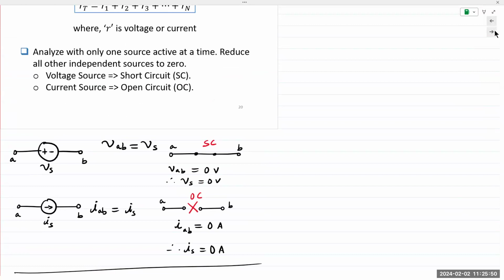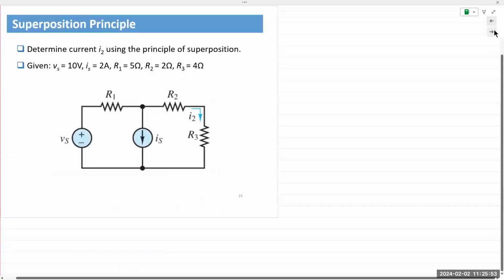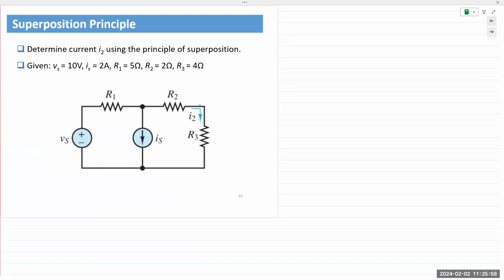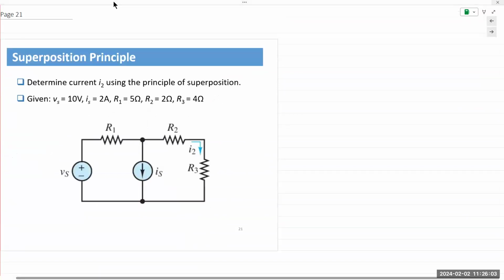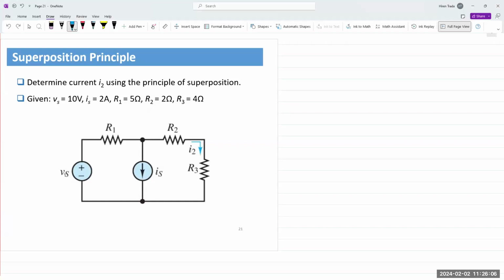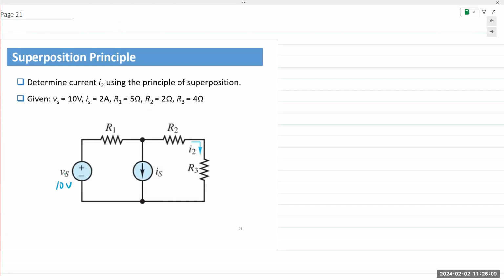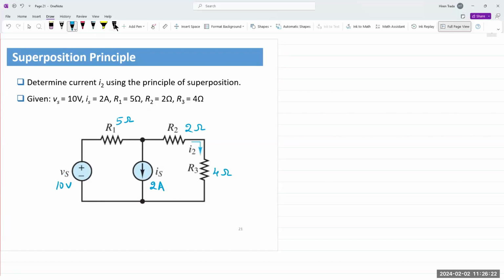All right, let's look at an example for superposition. We are asked to find the current I2, which is right here, using the superposition principle. So let's first write out and set up our problem correctly. 5 ohms, 2 ohms, 4 ohms, and 2 amps. How many sources in the circuit? Only 2, right? So it's rather simple and straightforward.